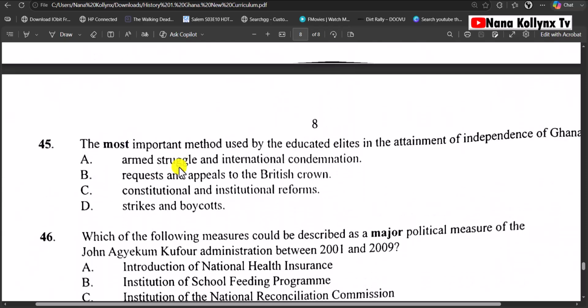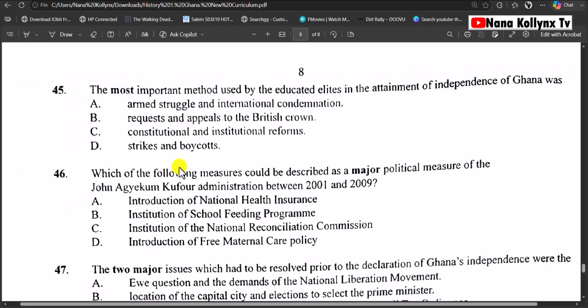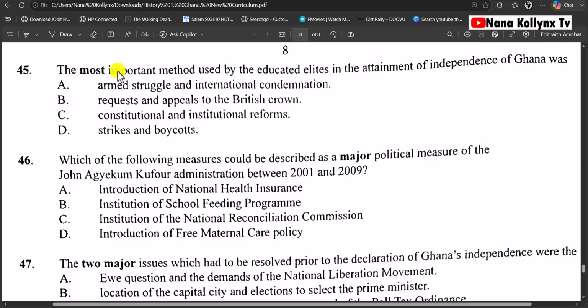Let's move to 45. Number 45. The most important method used by the educated elites in the attainment of independence of Ghana was. Number 46. Which of the following measures could be described as a major political measure of the John Agyekum Kufuor administration between 2001 and 2009?